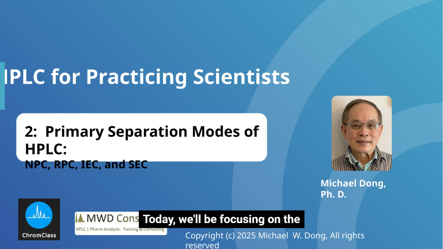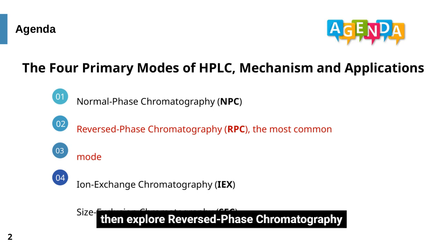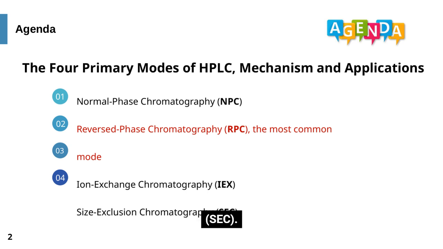Today we'll be focusing on the primary separation modes of HPLC: NPC, RPC, IEC, and SEC. Today's agenda will cover the four primary modes of HPLC, their mechanisms and applications. We'll delve into normal phase chromatography, NPC, then explore reversed phase chromatography, RPC, which is the most common mode. Following that, we'll discuss ion exchange chromatography, IEC, and finally, size exclusion chromatography, SEC.